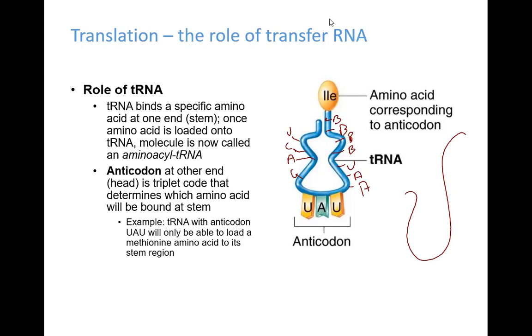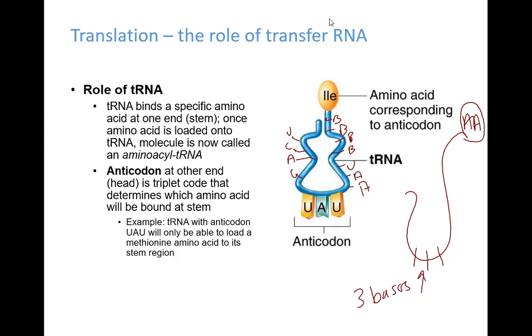It doesn't matter. There's only two important structures on transfer RNA, and that's what we call the anticodon, which is a triplet. It's a triplet code of 3 bases here, and the area where the amino acid attaches. Those are the only 2 important areas on here.